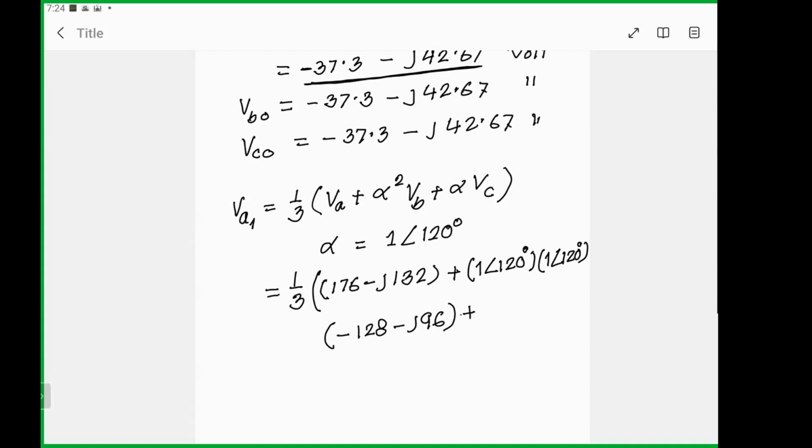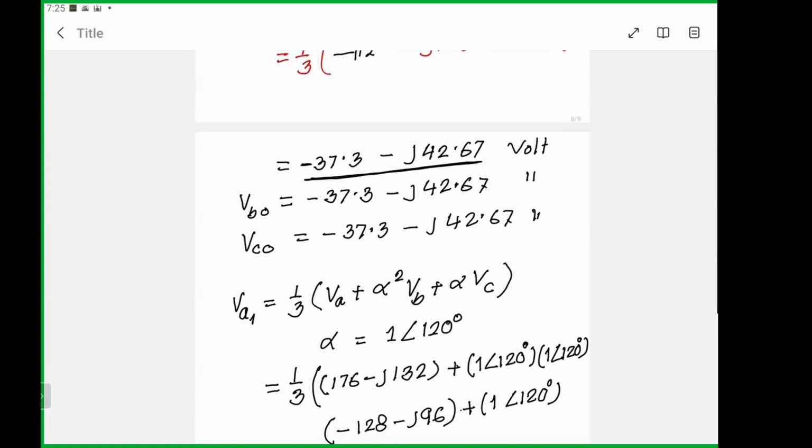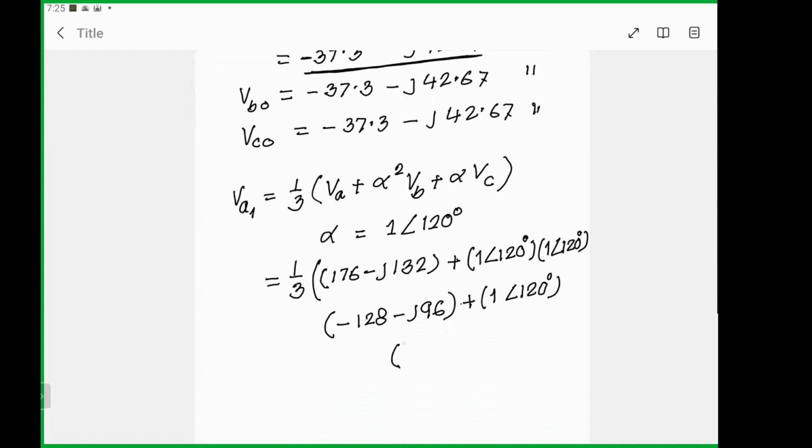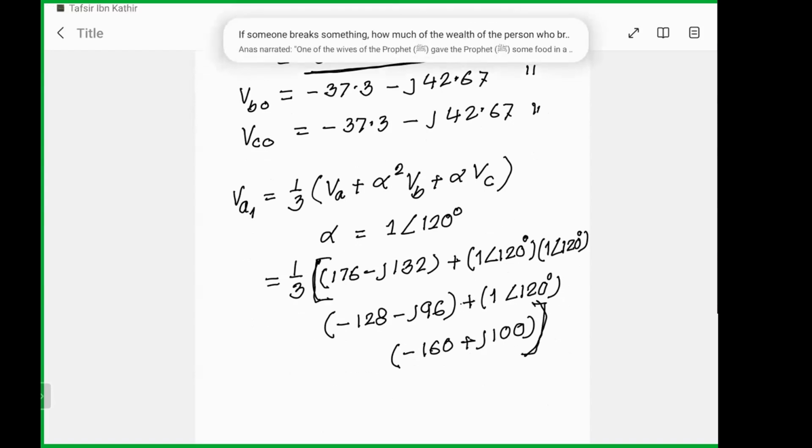The last term is 1 making an angle of 120 degrees, and that will be multiplied with the third quantity, that is minus 160 plus J100. Or I can use a third bracket here. Okay, is this clear?